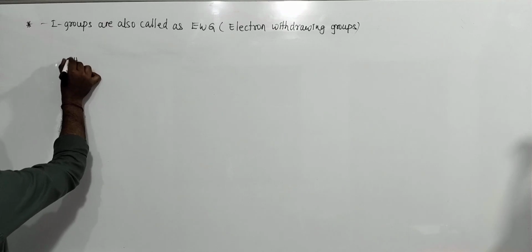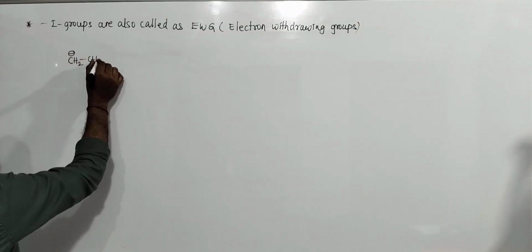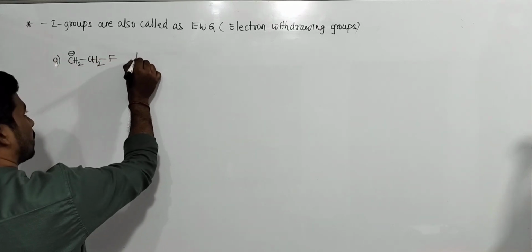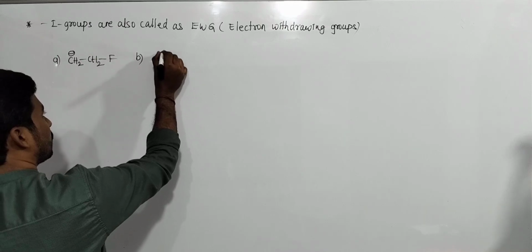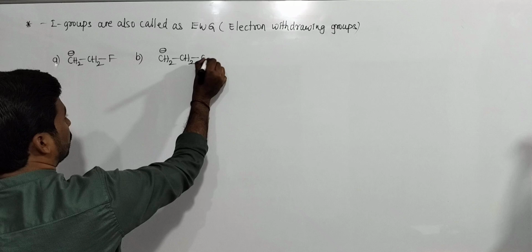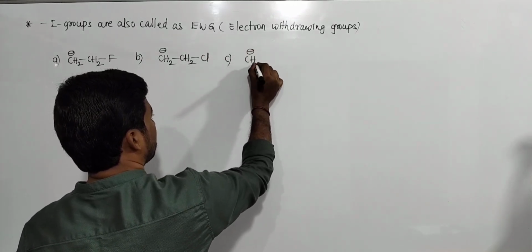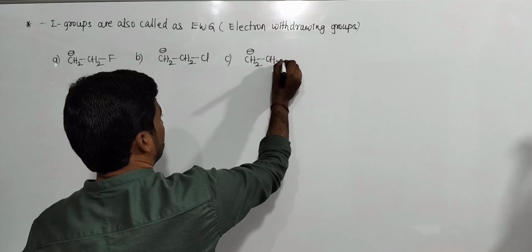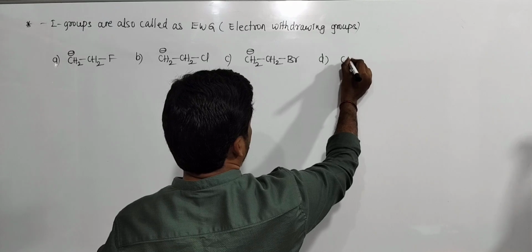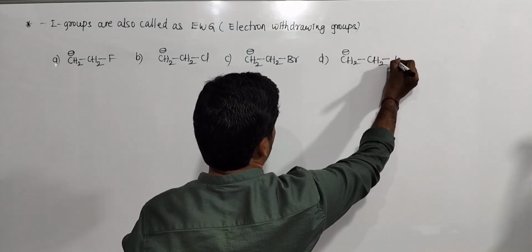Taking carbon ion. This is A molecule. B molecule is CH2Cl. C species, not molecule, ion. C ion is here bromine, and D ion, except the electron withdrawing group, remaining all is same.